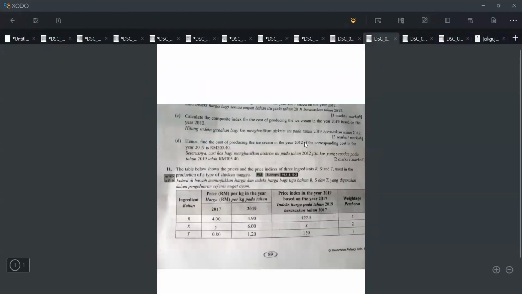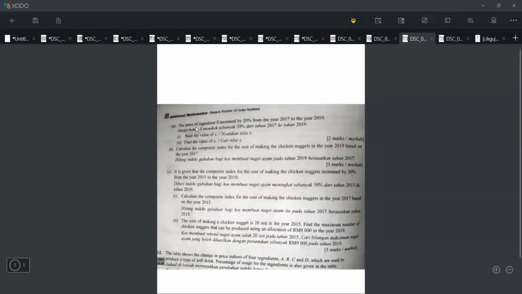Okay. Number 11, 11A, they want to find the price of ingredient S. So the answer is 120. The value of X is 120. And then number 2, the value of Y is RM5.5. What about B? What's the answer? 125.71. Okay, it's also very easy.